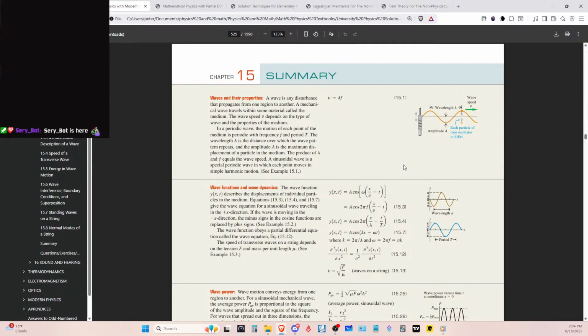So basically the way to define a wave is any disturbance that propagates from one region to another. A mechanical wave travels within some material called a medium. So in this case, they're probably thinking about things like sound waves, which travel through air, and water waves that can travel through the ocean. The wave speed, v, depends on the type of wave and the properties of the medium. So I'm guessing that's that equation right there, so I think we can just write that there.